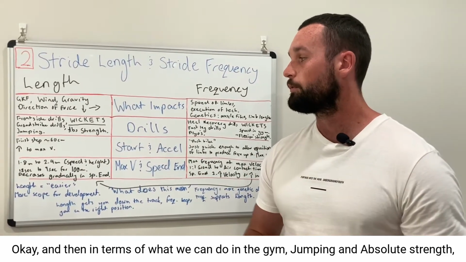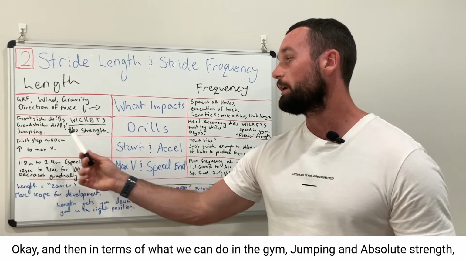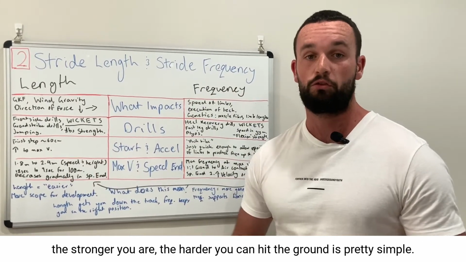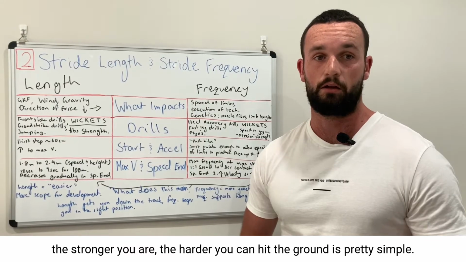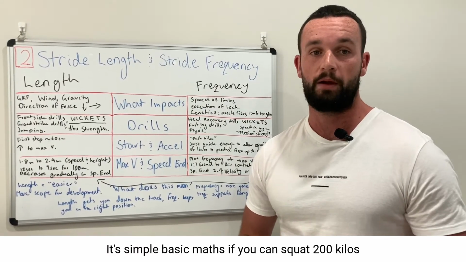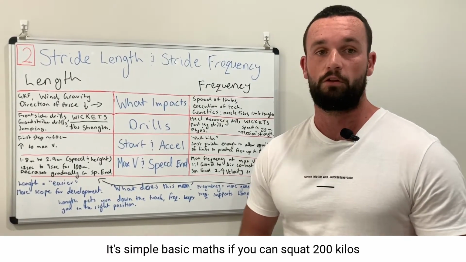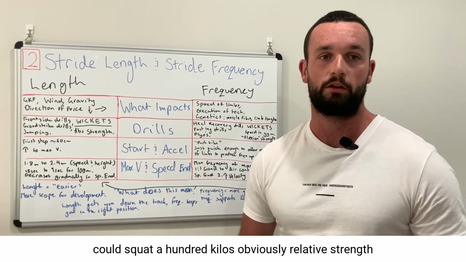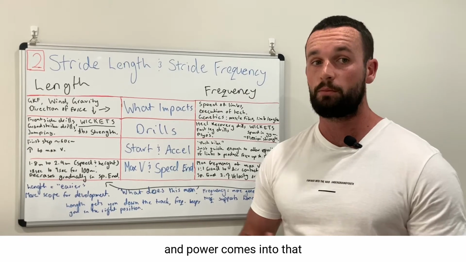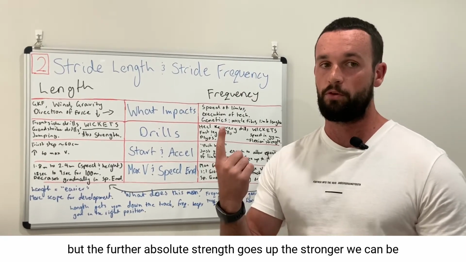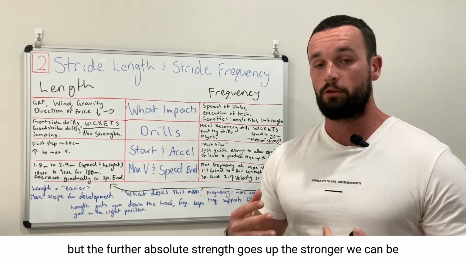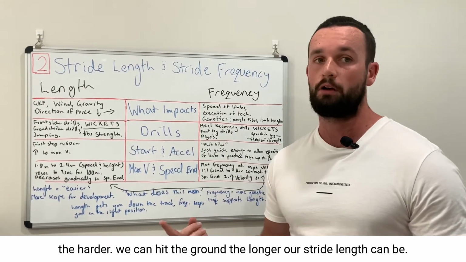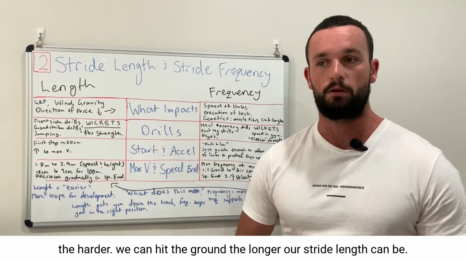And then in terms of what we can do in the gym, jumping and absolute strength. The stronger you are, the harder you can hit the ground. It's pretty simple. It's simple basic maths. If you can squat 200 kilos, well, I'm pretty sure you could hit the ground a bit harder than someone who could squat 100 kilos. Obviously, relative strength and power comes into that, but the further absolute strength goes up, the stronger we can be, the harder we can hit the ground, the longer our stride length can be, okay?